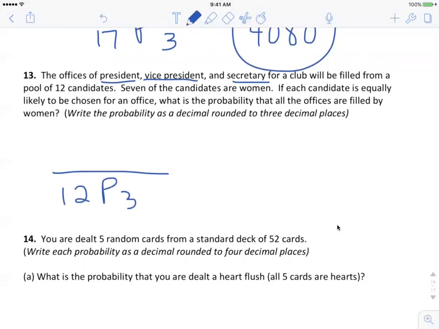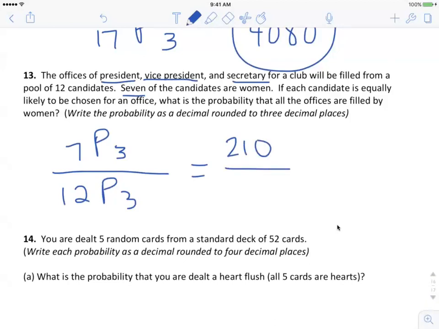Okay, that's the total number of ways to choose 3 people out of 12 and put them in a certain role. Now, of all of those ways, how many of them have all women, have women in all 3 of those spots? So there are 7 women to choose from. And again, we want 3 of them. So that would be 7P3. That's the total number of ways where we have all women. And if I calculate this, I'll have it. So 7P3 is 210.